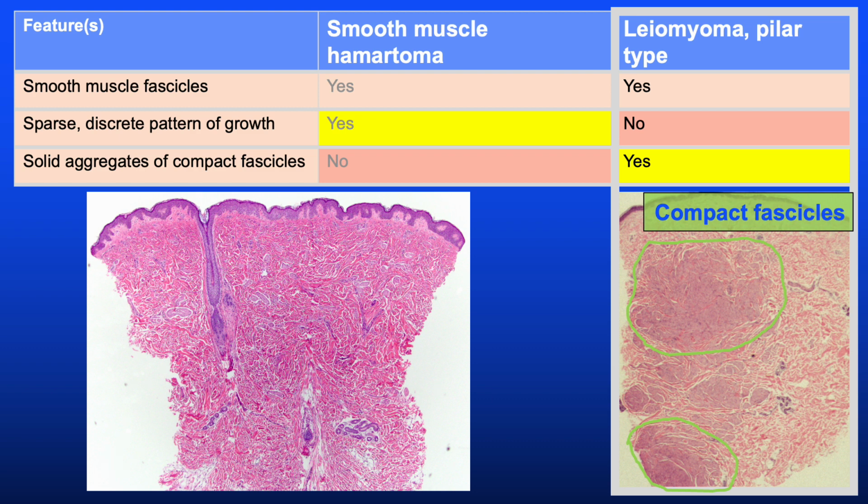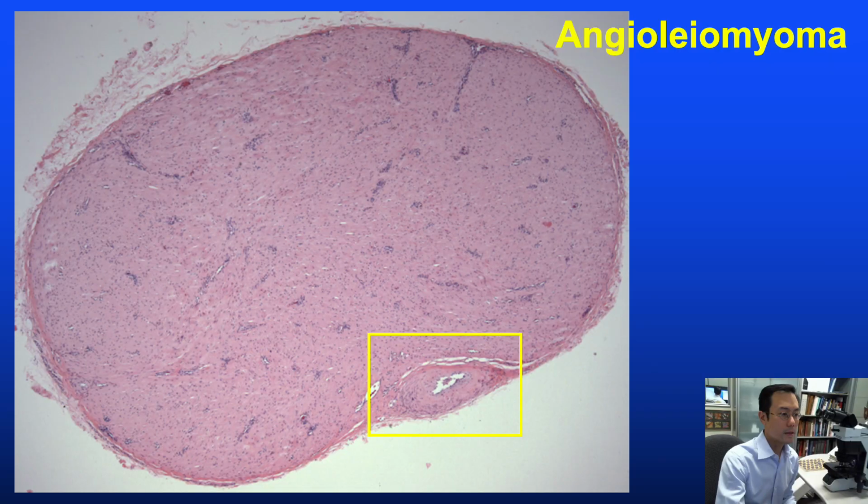So both smooth muscle hamartoma and piloleiomyoma are composed of bland smooth muscle fascicles, but with smooth muscle hamartoma, it's more of a sparse, discrete pattern of growth, whereas with piloleiomyoma, we have solid aggregates of compact fascicles, more typical of a neoplasm. Angioleiomyoma is a much deeper, circumscribed, often shelled-out tumor nodule, and sometimes it'll appear that a precursor muscular walled vessel is present.